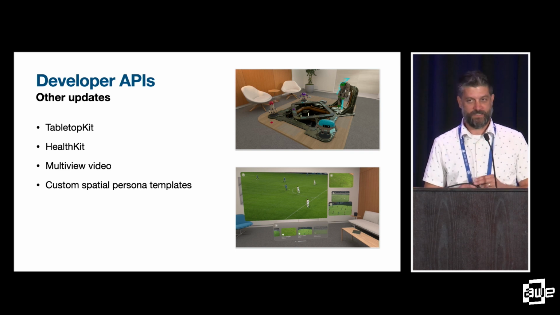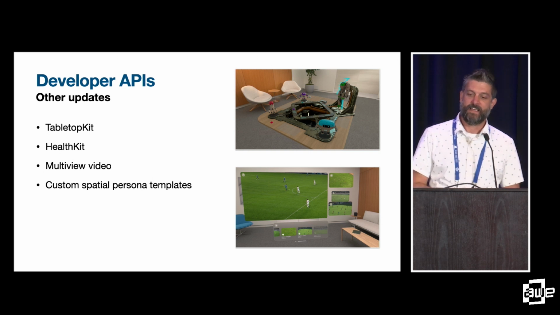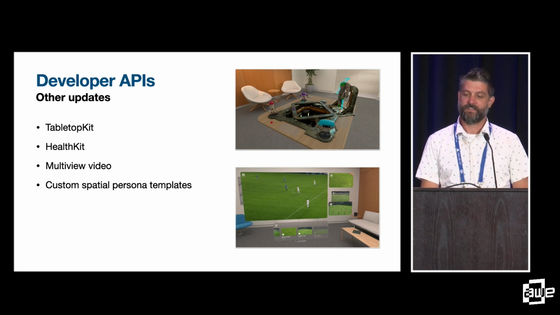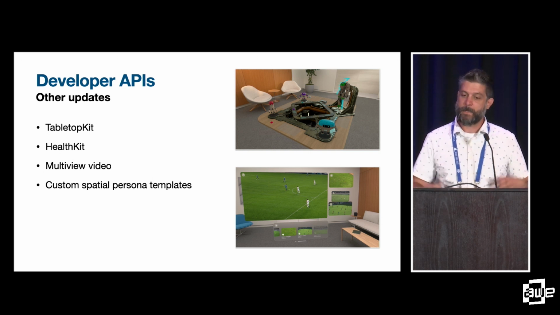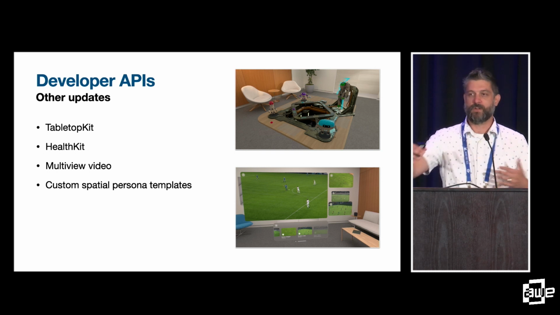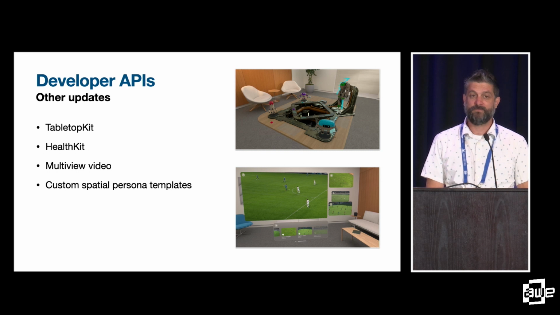Custom spatial persona templates. With visionOS 1, if you're integrating SharePlay in your app and you're using spatial personas, you have just 3 spatial persona templates. And that's how the different spatial personas are aligned in relation to each other. So you could have side-by-side, conversational, where they're kind of in an arc, or circular, where everyone's sitting around a central area. And with visionOS 2, you can now make your own custom spatial persona templates.